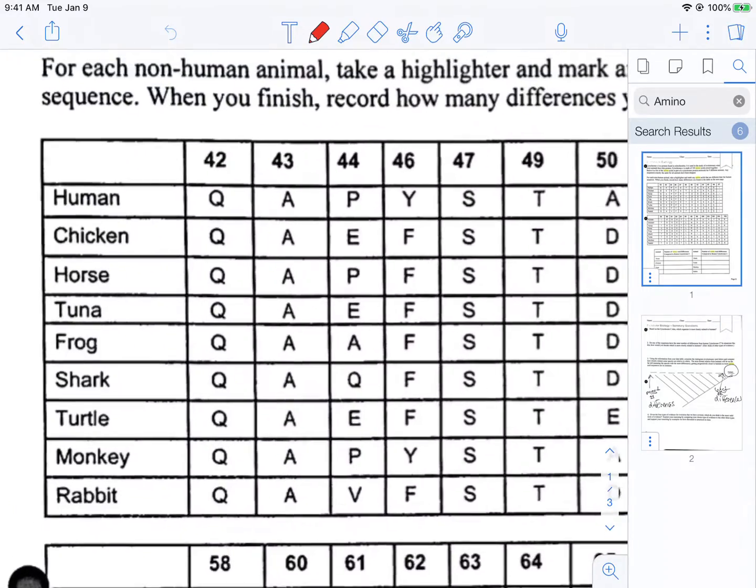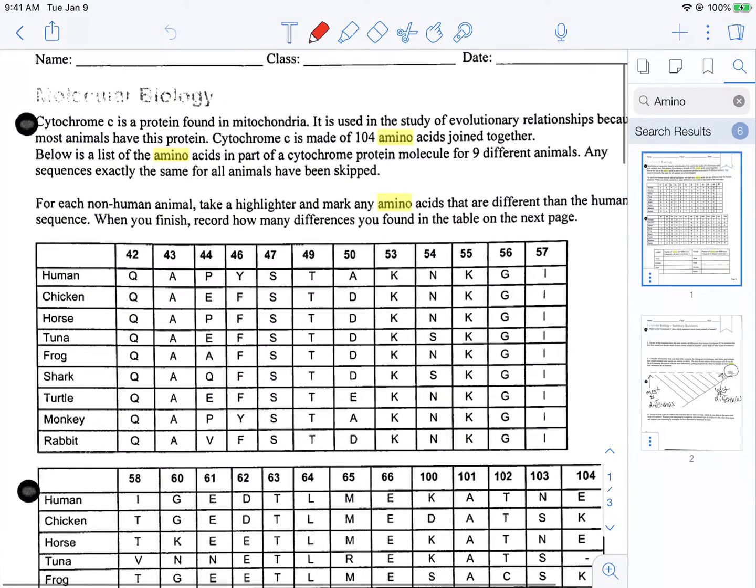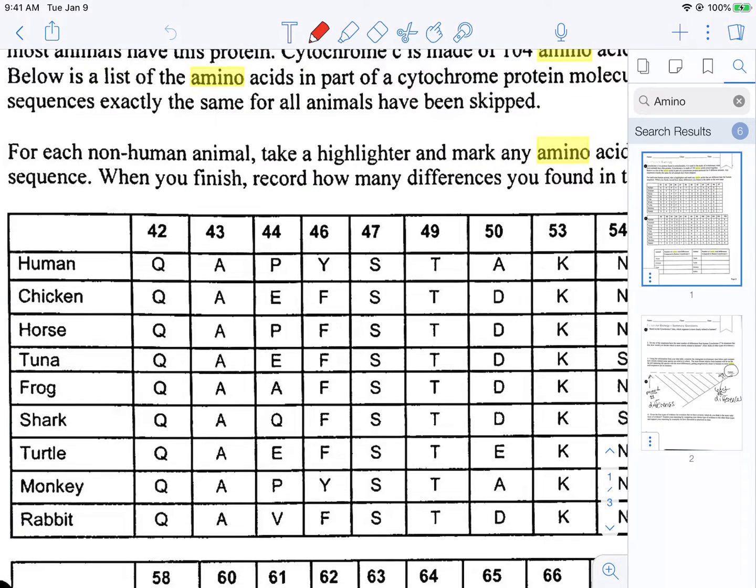All you have to do is just look at the letters and look for the differences between one organism and the next. So let's go ahead and tackle a human versus a chicken. A human, for this specific amino acid, has a letter Q here, okay? A chicken also has the letter Q, and it turns out so does everybody else. So that means that we are all the same for our 42nd amino acid.